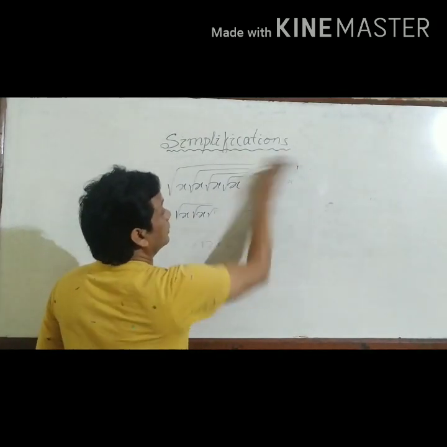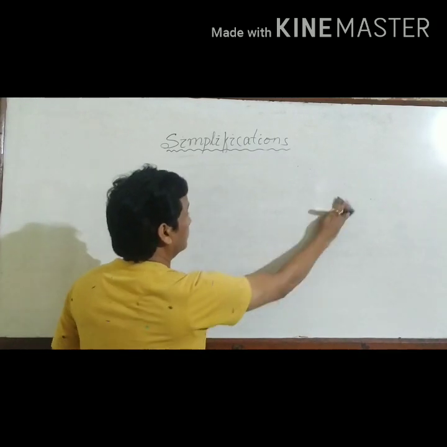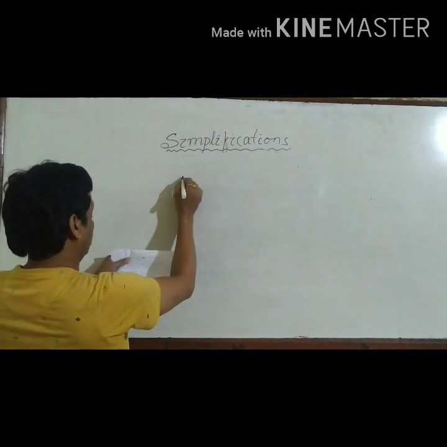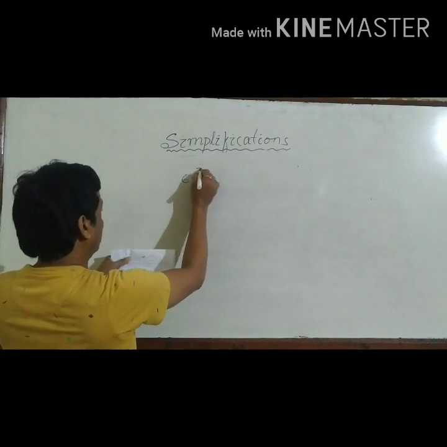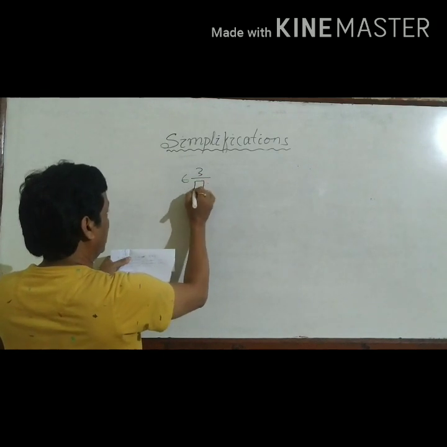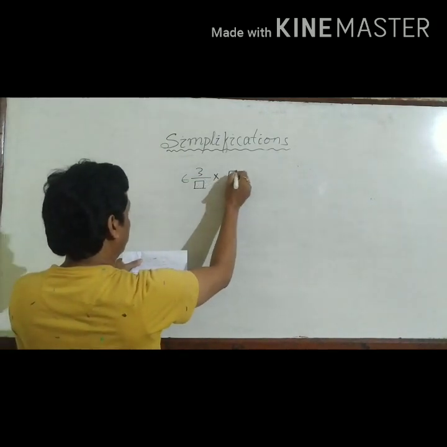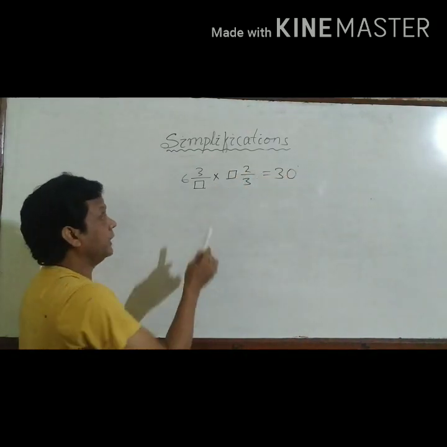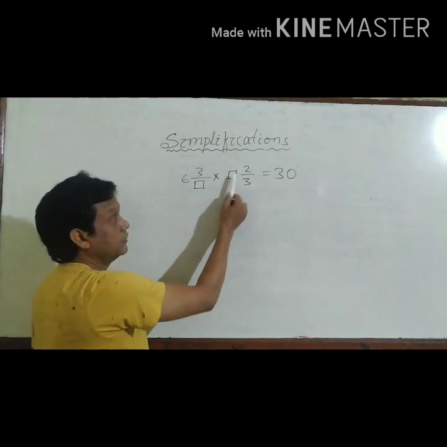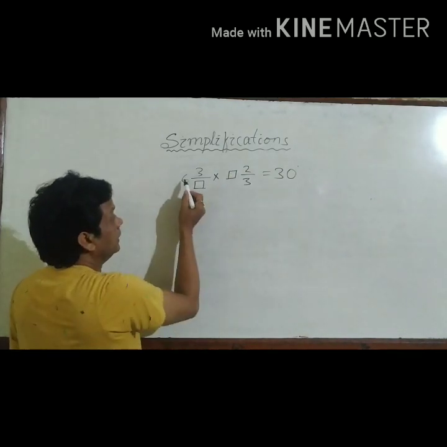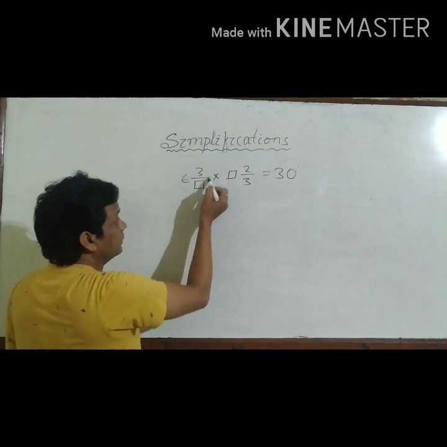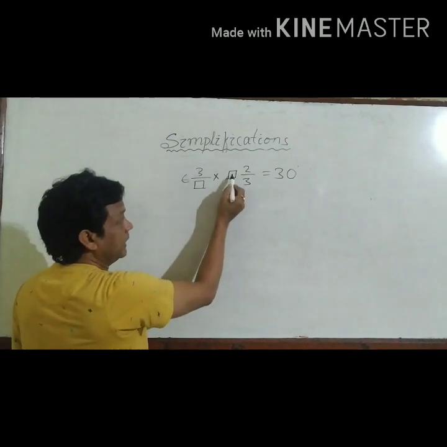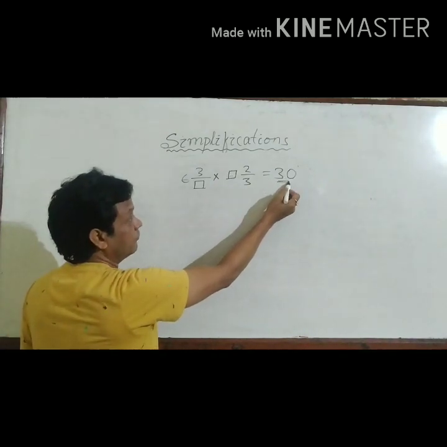Okay, see here. How to find out the missing number? 6 into 3 by this one, a missing number is there, into another missing number is there, 2 by 3 is equal to 13. So how to find out these two missing numbers? Here, see here, 6 point something, this one, and this is point something. So what should be there so as to make it 30?